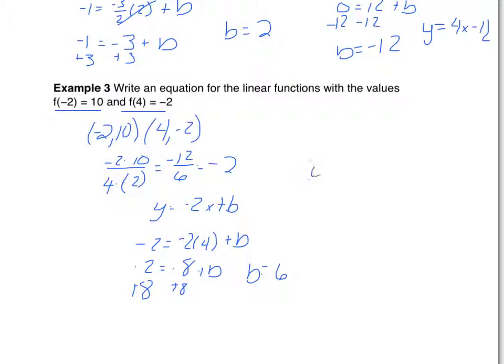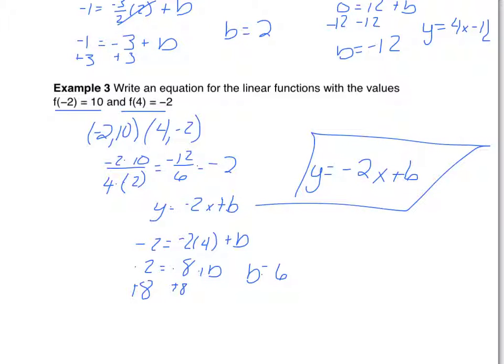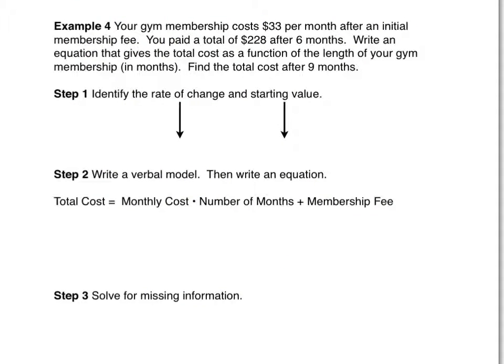I can write my equation. y equals -2x plus 6. Okay, so really it's no different in function notation. We just have 2 coordinate points that we have to solve for. The story problem we're going to be able to go through pretty quick, mostly because it gives you a pretty good formula here to how to find what you're looking for.